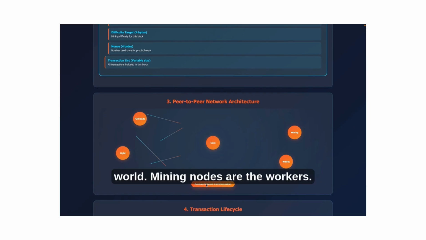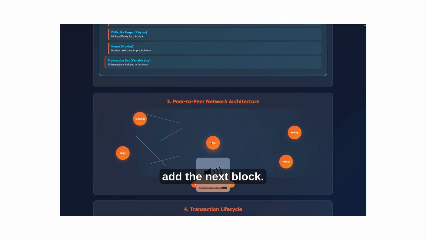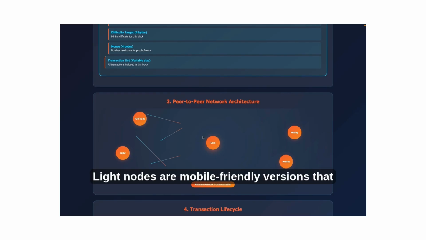Mining nodes are the workers. They compete to solve complex mathematical puzzles to earn the right to add the next block. Light nodes are mobile-friendly versions that only store block headers, making them perfect for smartphones and tablets. Wallet nodes provide user interfaces. They're what most people interact with to send and receive cryptocurrency.